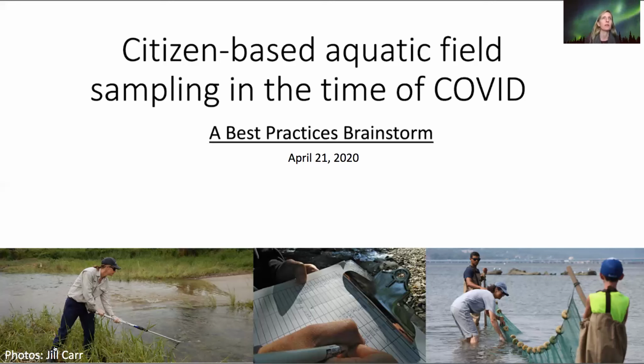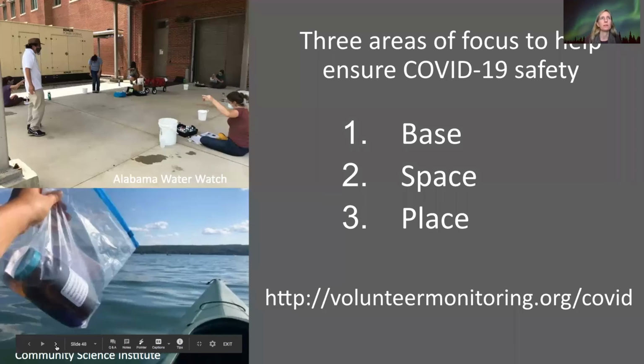And so if you go to the next slide, I've broken it down into three categories of recommendations that were arrived at through conversation during that webinar and pre and post webinar. And I say base, space, and place. And so what do I mean by those?